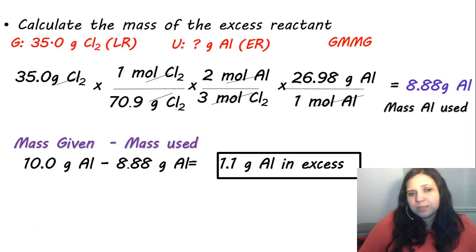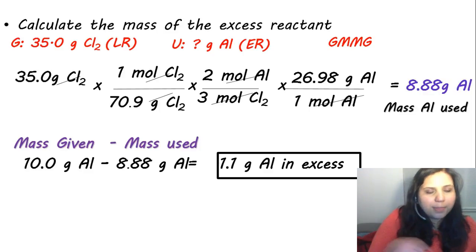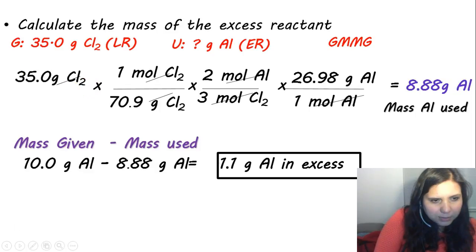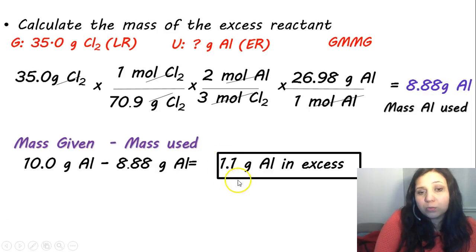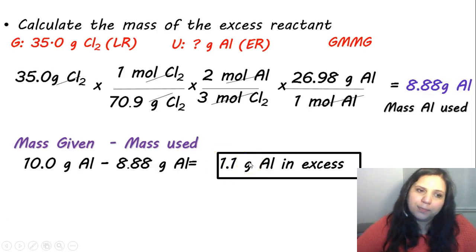Notice in terms of significant figures, this is subtraction, so I'm rounding to decimal places. Okay, careful here. For decimal places, the given mass, this one, has 1 place past the decimal. This one has 2 places past the decimal, so I had to round to 1 place past the decimal.